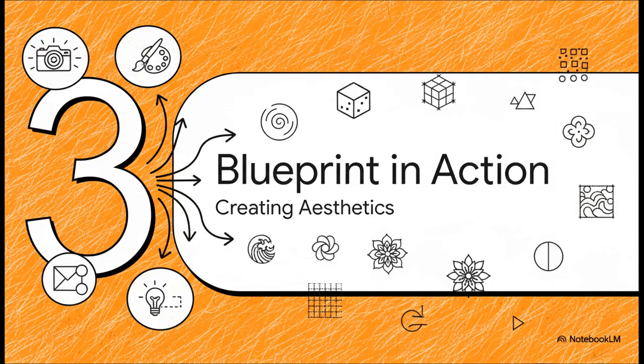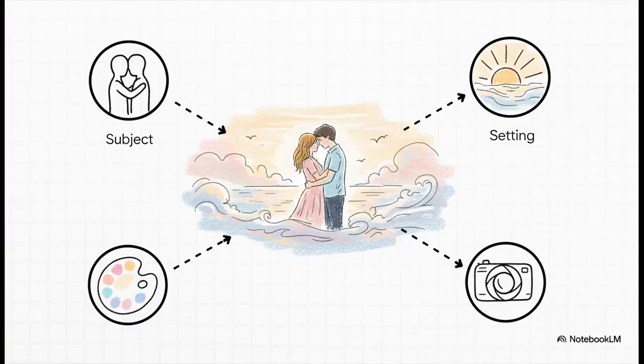All right, we've got our 4 ingredients. Now, let's actually put this blueprint into action and see how we can mix and match them to create some really distinct, popular aesthetics. So, for that romantic and dreamy feel, just look at how we've blended our ingredients. The subject is embracing tenderly. The setting is a misty beach at sunrise. The style is a soft pastel palette. And the technical detail is a shallow depth of field. All 4 parts are working together to create that one cohesive, ethereal vibe.